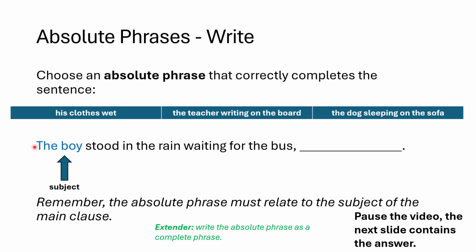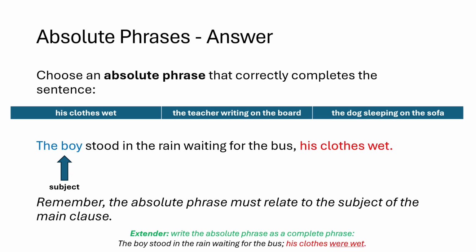The boy stood in the rain waiting for the bus, his clothes wet. The teacher writing on the board, the dog sleeping on the sofa. Pause the video. The next slide contains the answer. Check your answer. The boy stood in the rain waiting for the bus, his clothes wet. Here is the answer to the extender. The boy stood in the rain waiting for the bus, his clothes were wet.